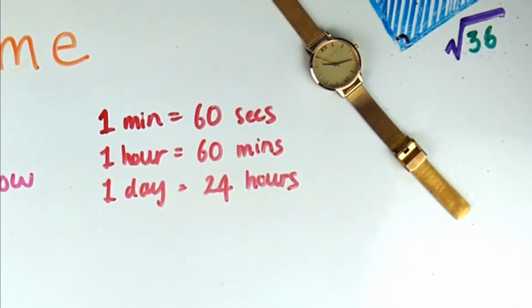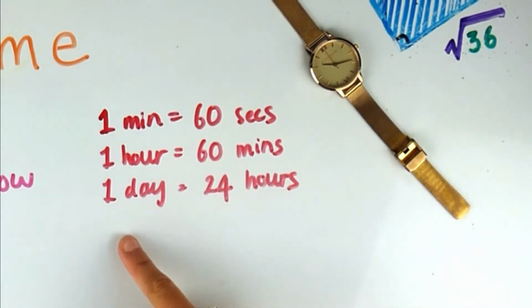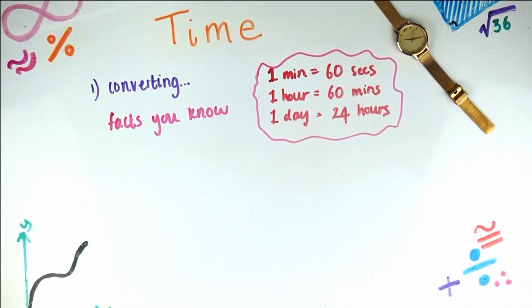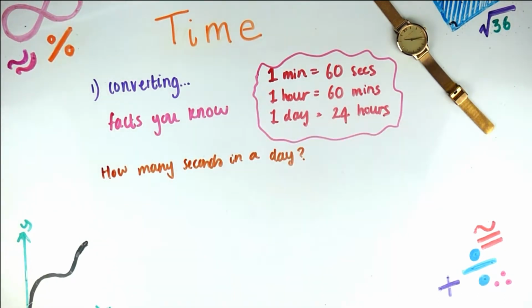Okay, so in 1 minute there are 60 seconds, in 1 hour there are 60 minutes, and in 1 day there are 24 hours. So these are things that you already know, but we're going to use these facts. So I want to ask you the question, how many seconds are there in a day?